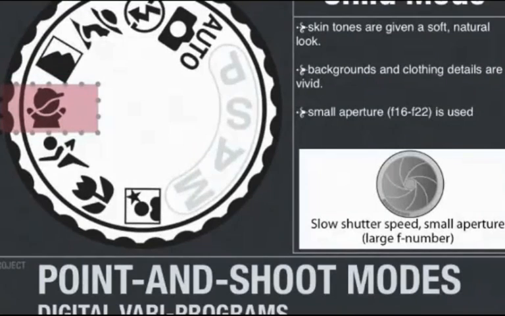The next mode is called the child mode, and again this is another one of the digital vari program modes. It knows that you're going to be shooting people, so it pays attention to skin tones again, and it also tries to give a very soft look to the image, except the background and clothing details are very vivid. Again, it uses a very small aperture, just like in the landscape mode, so it uses an f16 to f22. Unlike the portrait mode, where you're using a very wide open aperture of 3.5 to 5.6, here the opening is very small.